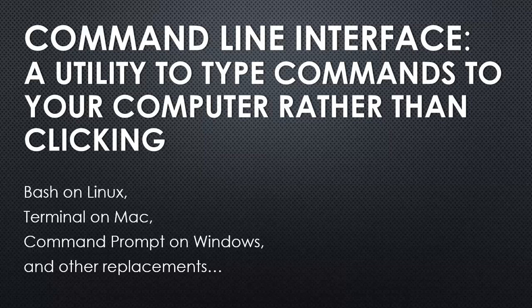There are different kinds of command line interfaces depending on which kind of computer you're using or operating system. There's Bash on Linux, there's Terminal on Mac, there's the command prompt on Windows, and there's other replacements. You can actually download other command line interfaces, but they all essentially work the same way. You type in a command, you type in programs that you want to run, and they run, rather than clicking around with your mouse. And actually, this is the way that things used to be.